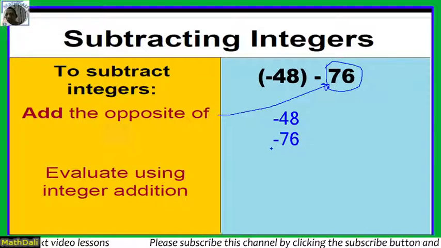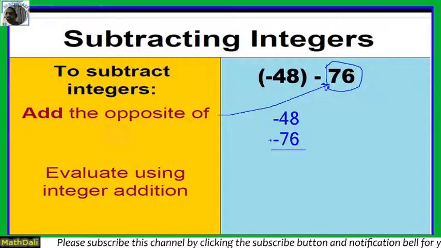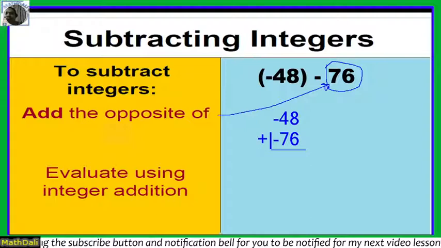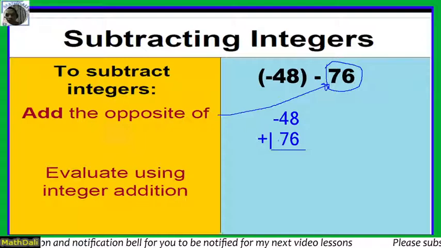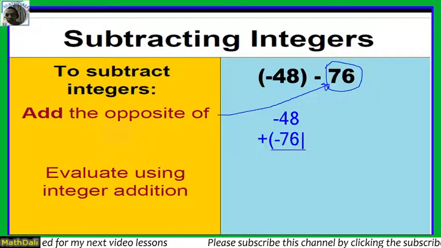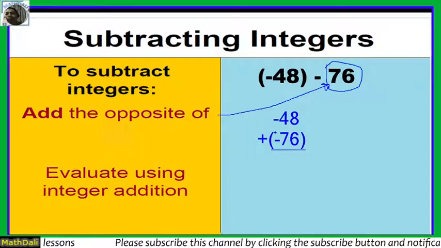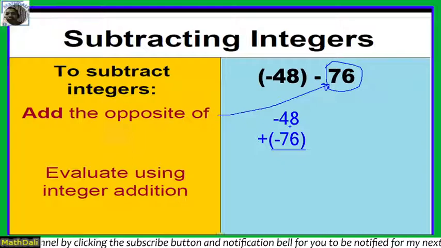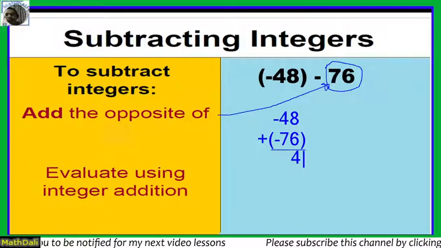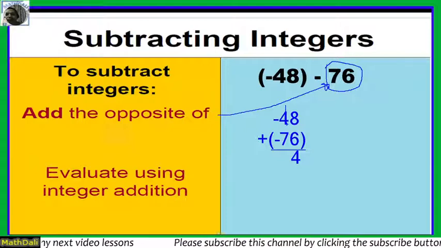Since parehas sila ng sign, negative, then ang gagawin natin dito, simply combine or add the numbers. So, combine natin to. 8 plus 6, that is equal to 14. Lagyan natin dito yung 4 and we have 1. 1 plus 4, that is 5, plus 7, that is equal to 12. Dito natin lalagay yung 12.